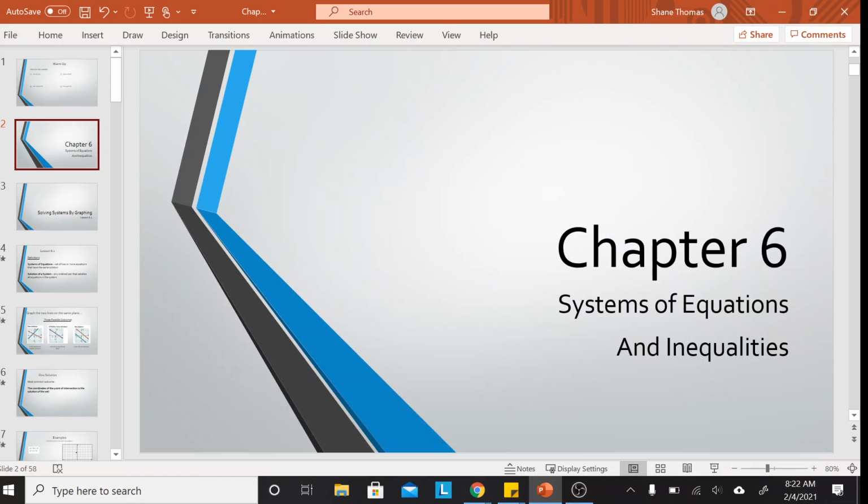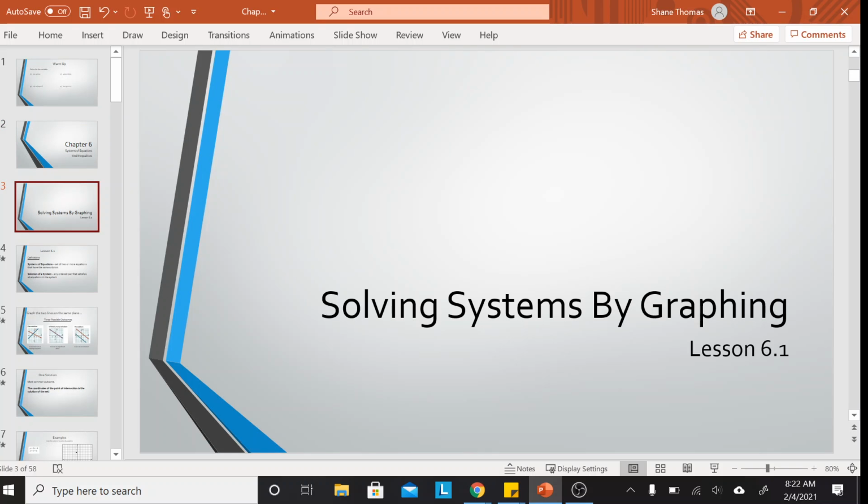All right, so chapter 6 is all on systems of equations and inequalities. Back to the very beginning, we started with our systems of equations. We had three different ways to solve these. One was solved by graphing, two was solved by substitution, three was solved by elimination.